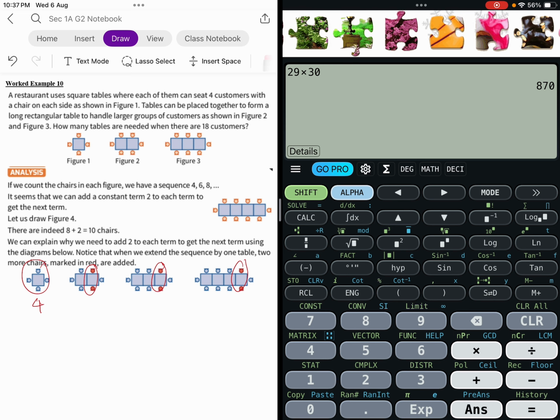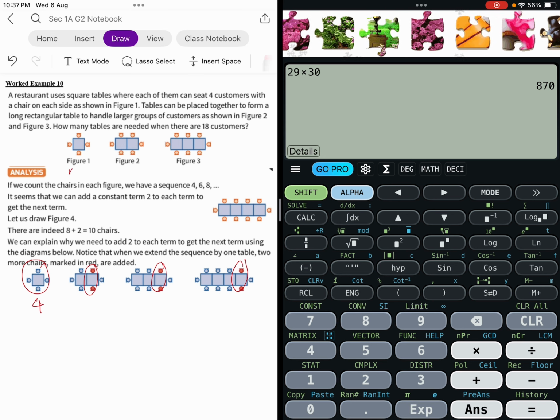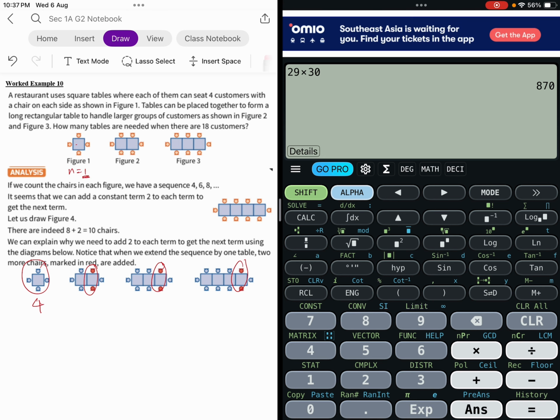So we want to find the number of tables. Now take note, your number of tables is following your n. When n is 1, there's only one table. n equals 2, 2 tables. n equals 3, 3 tables. So again, the first thing, we need to find our general formula.